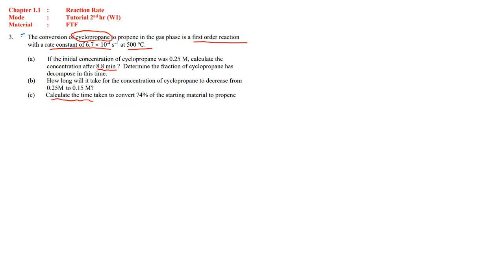Okay, kalau you tengok pada soalan ayat atas ni, dia sebut the conversion of cyclopropane to propane. Okay, so the reaction is occur. The reaction occur is the decomposition of cyclopropane. So cyclopropane is the reactant. This converted to propane. Right, so this is the equation actually, the reaction. Okay, and then given to you the rate constant K for this reaction to occur, 6.7 times 10 to the power of -4 per second.